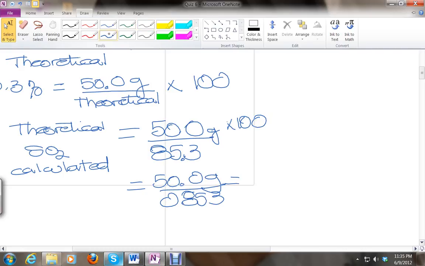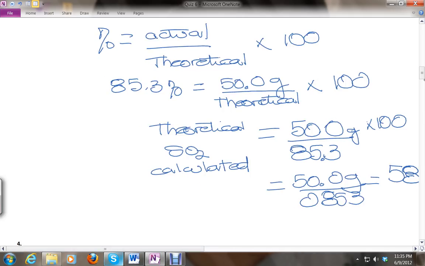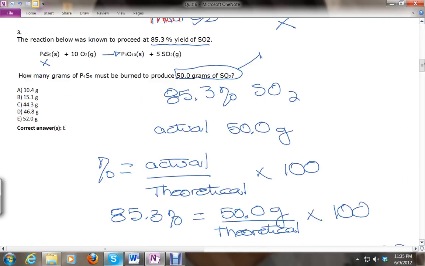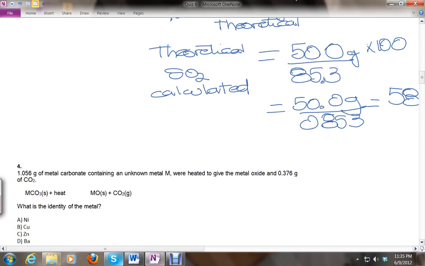Now we're going to do the calculations with the equation and the stoichiometry. With 58.61665 grams, we're going to convert to moles of SO2, and then calculate how many moles and then grams of P4S5. Hold on for a second, I'm going to have to pause.